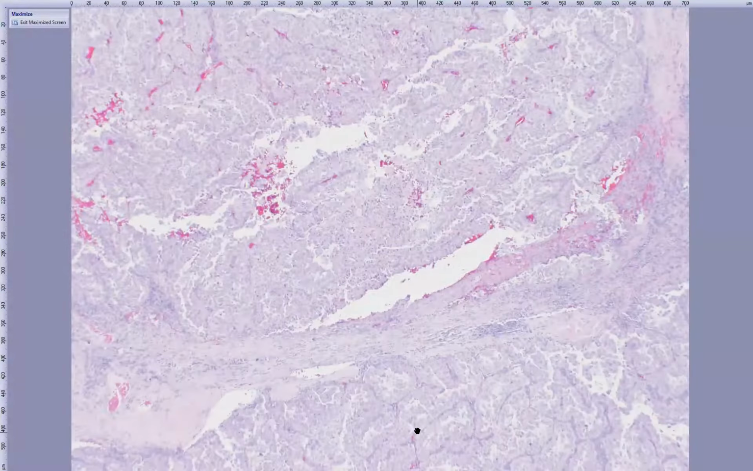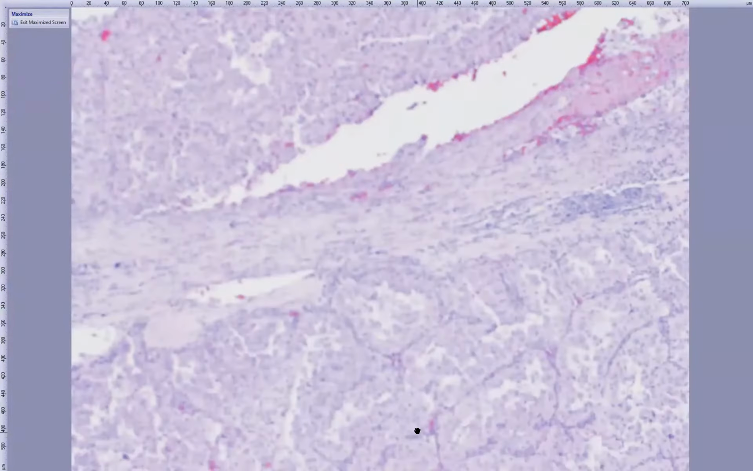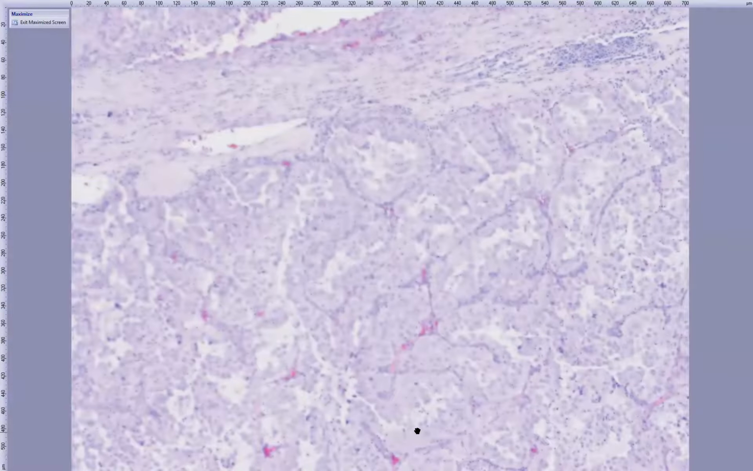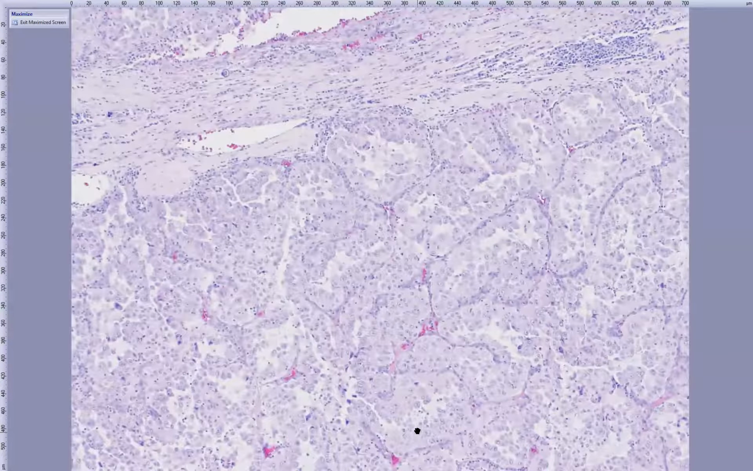So let's hone in and get a little bit closer and see what we can see about this tumor. Right off the bat, I think you can appreciate that this has a lot of eosinophilic cytoplasm. These tumor cells are pretty big. They're really discreetly nested here in this particular case, which is a morphologic feature that aligns nicely with this diagnosis. Other areas you can find papillary architecture.